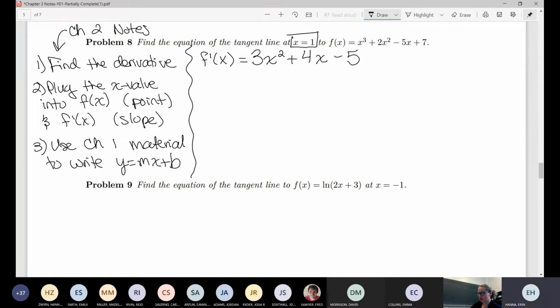Derivative of 5x is 5. Derivative of 7 is 0. So I'm just not going to tack it on the end.